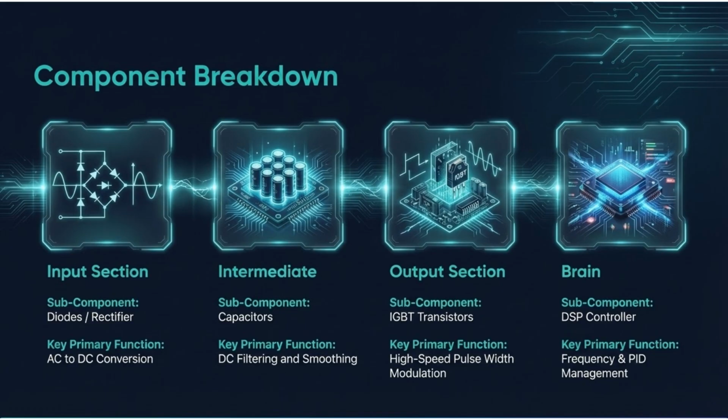Breaking down the components, the input section with diodes converts AC to DC. The intermediate section uses capacitors for DC filtering and smoothing. The output section uses IGBT transistors for pulse width modulation. The brain is the DSP controller, managing frequency.